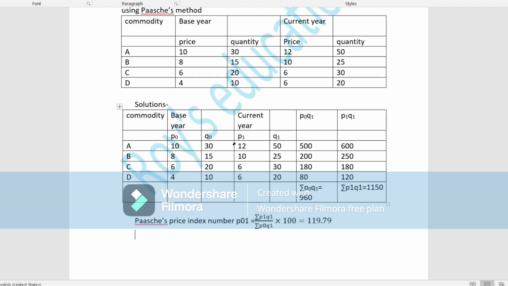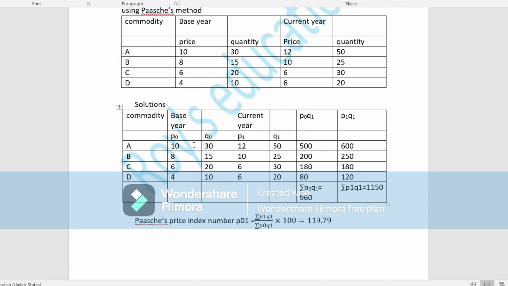That means what is P1? P1 is the price of the current year, Q1 is the quantity of the current year. And P0 is what? Price of the base year, and Q0 is the quantity of the base year. Okay.